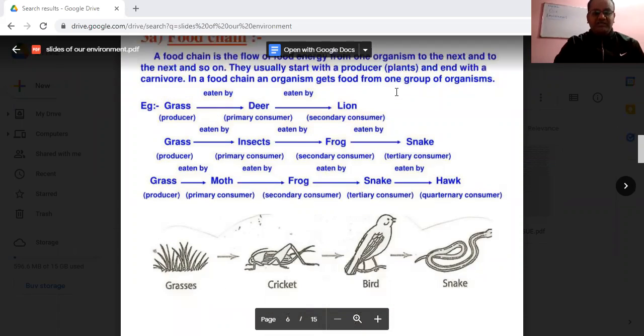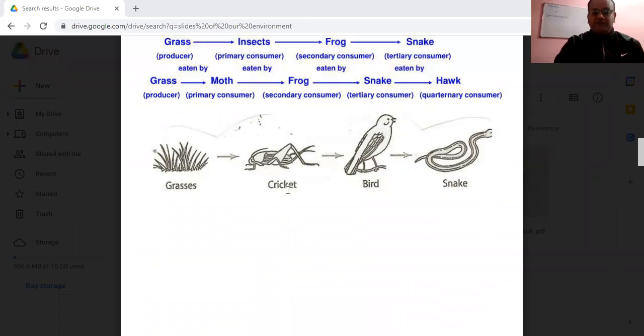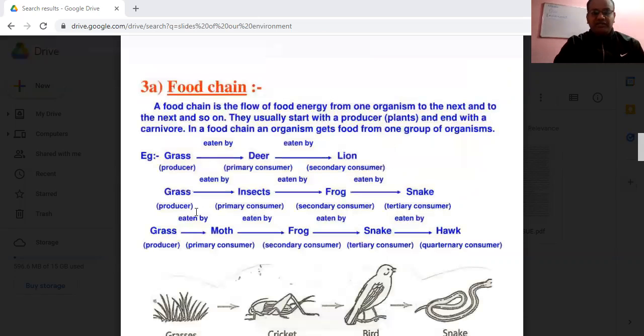For example, in this figure you can see over here, grass is eaten up by the grasshopper, or we can say the grass is eaten up by the cricket, which is definitely an insect. The cricket is eaten up by the bird, and the bird is eaten up by the snake. So here one organism definitely eats another, and in this process, the energy flow of an ecosystem also occurs.